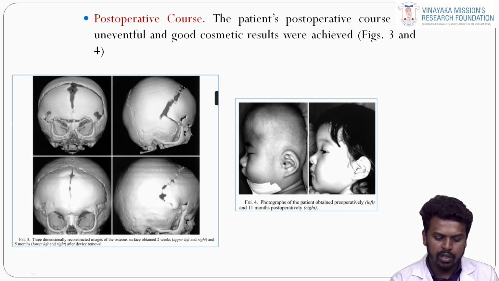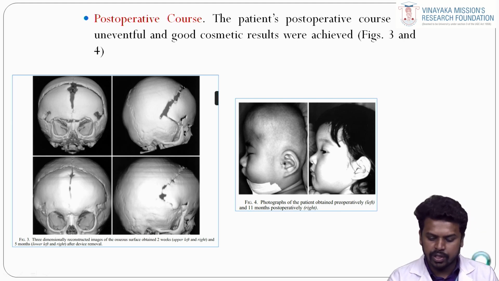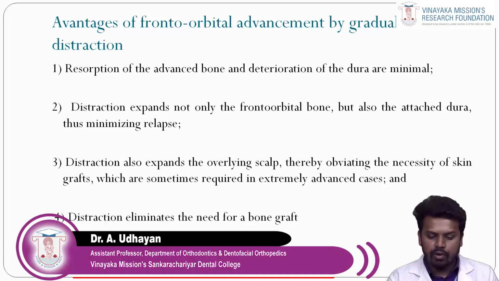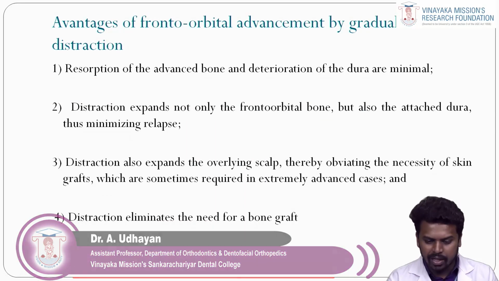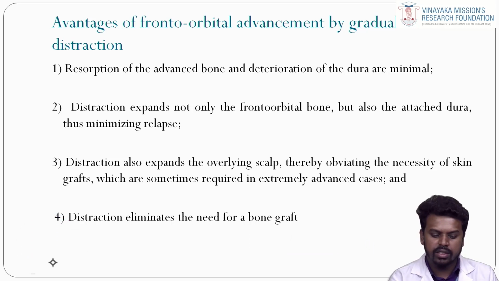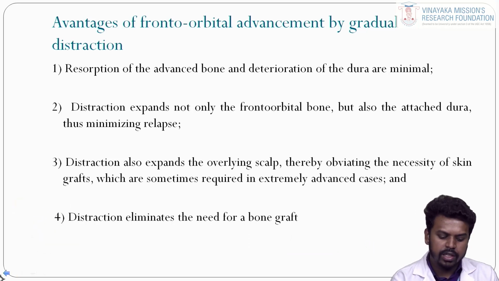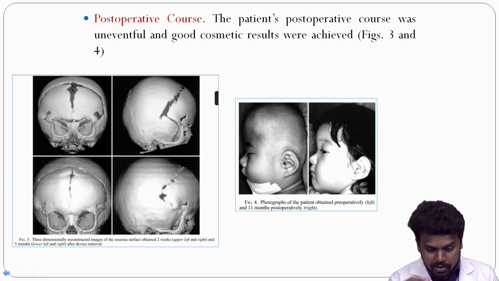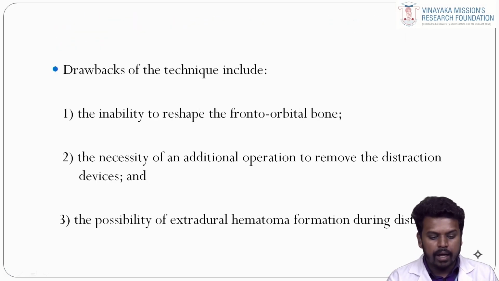These are the article case reports which have been mentioned here. The advantages of fronto-orbital advancement by gradual distraction. This is the case where you can see the fronto-orbital distraction has been done. Drawbacks of this technique: the inability to reshape the fronto-orbital bone.